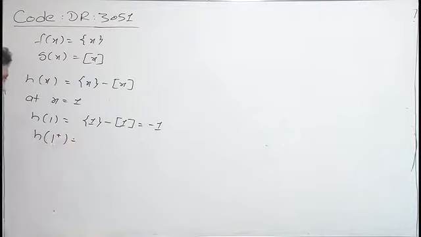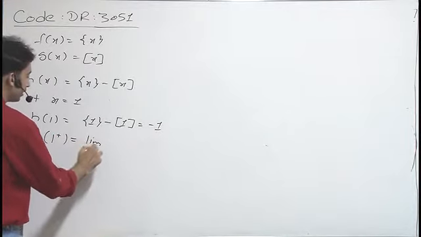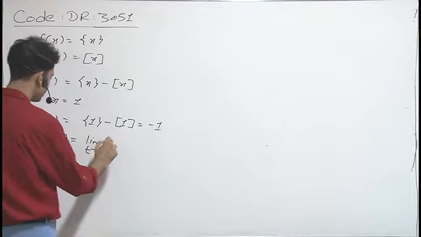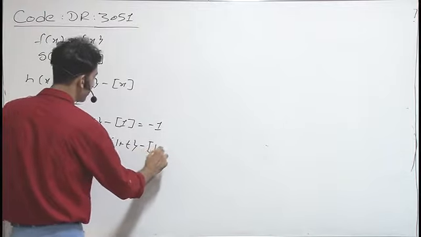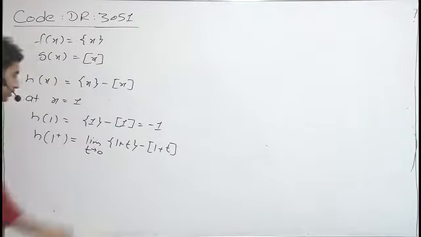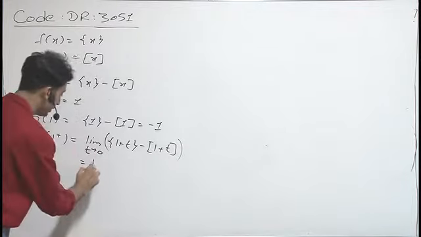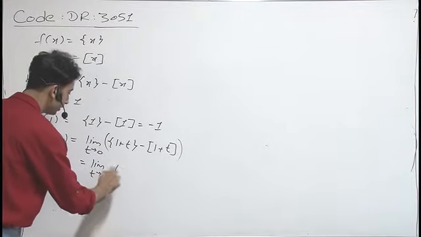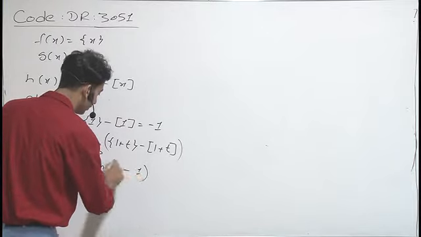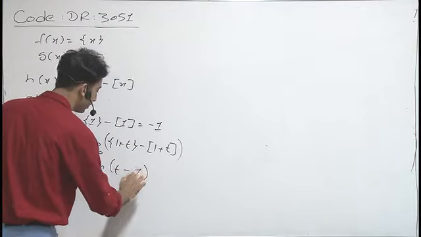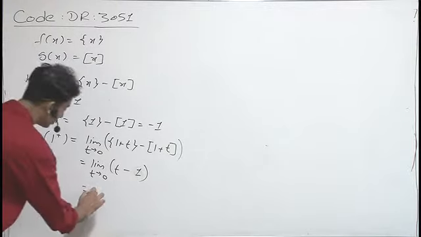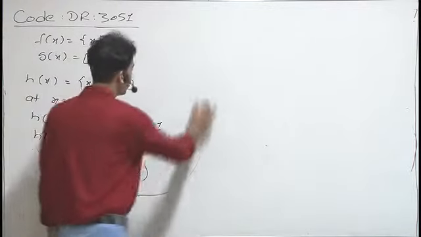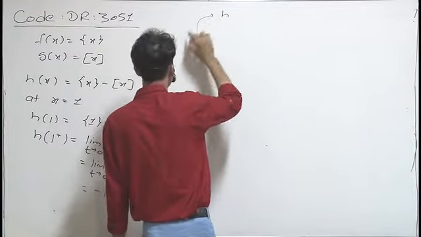h(1+) means the right hand limit. If we take the limit t tending to 0 of the fractional part of 1 plus t minus the box of 1 plus t, it means the limit t tending to 0 of t minus 1, because this number is slightly greater than 1, since we are taking t as a very small positive number. So it gives us negative 1. Now we'll go for the left hand limit.